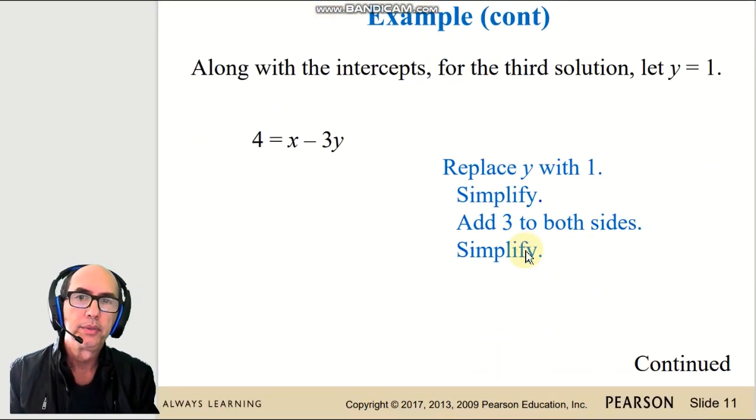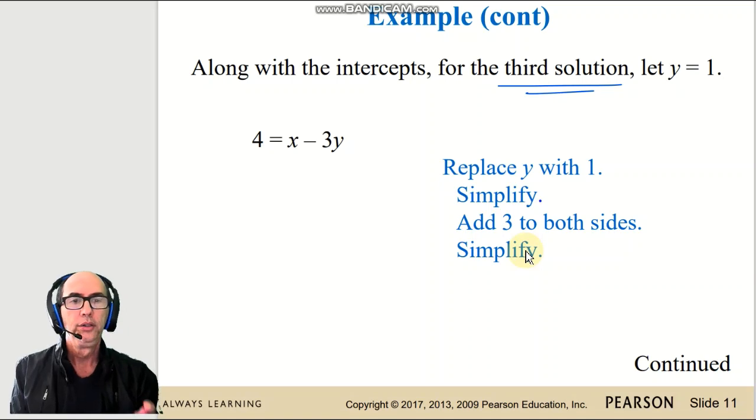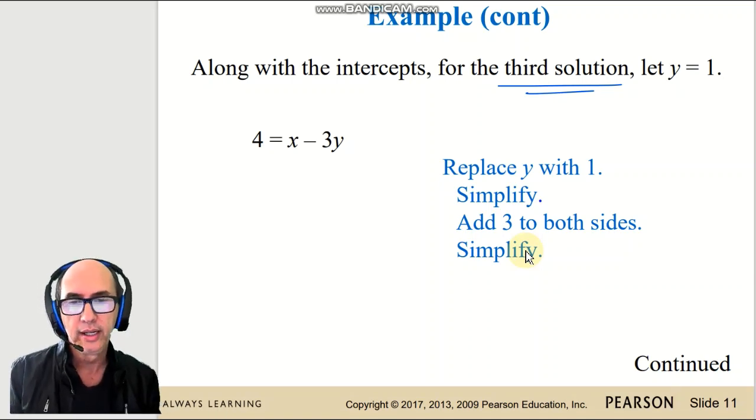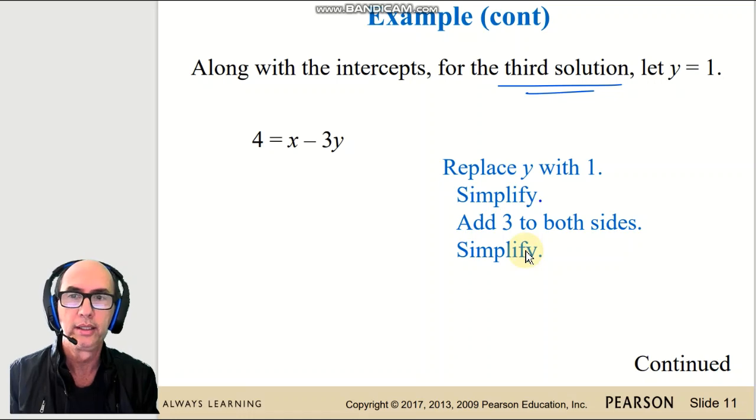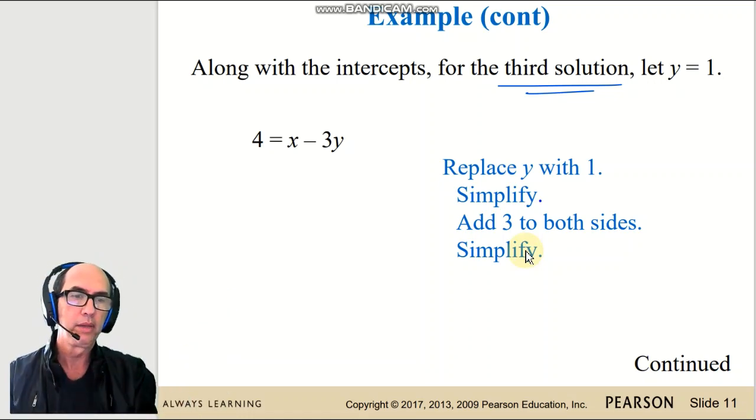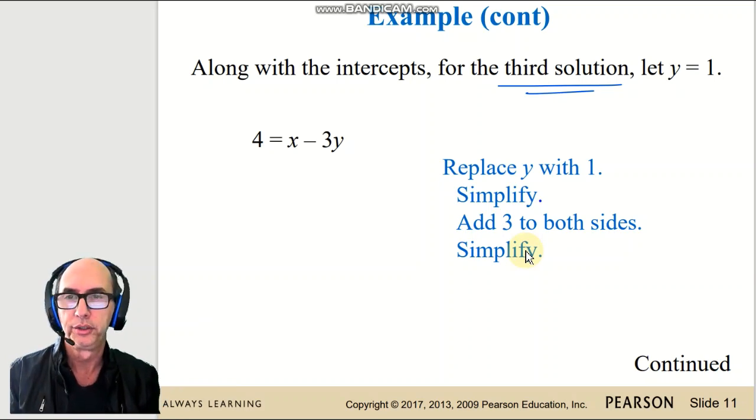Along with the intercepts, find a third solution. It's always good to find a third point. You know that with 2 points you can define a line, but with 3 points you can make sure the line is correct. You got the first 2 points right. If you have the third point and all are on the same line, you can be assured.